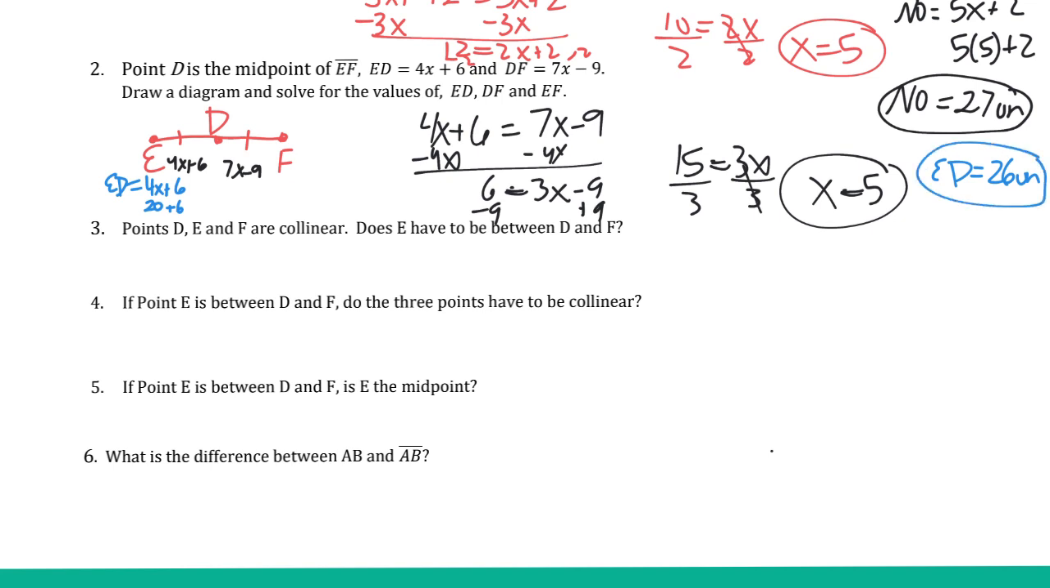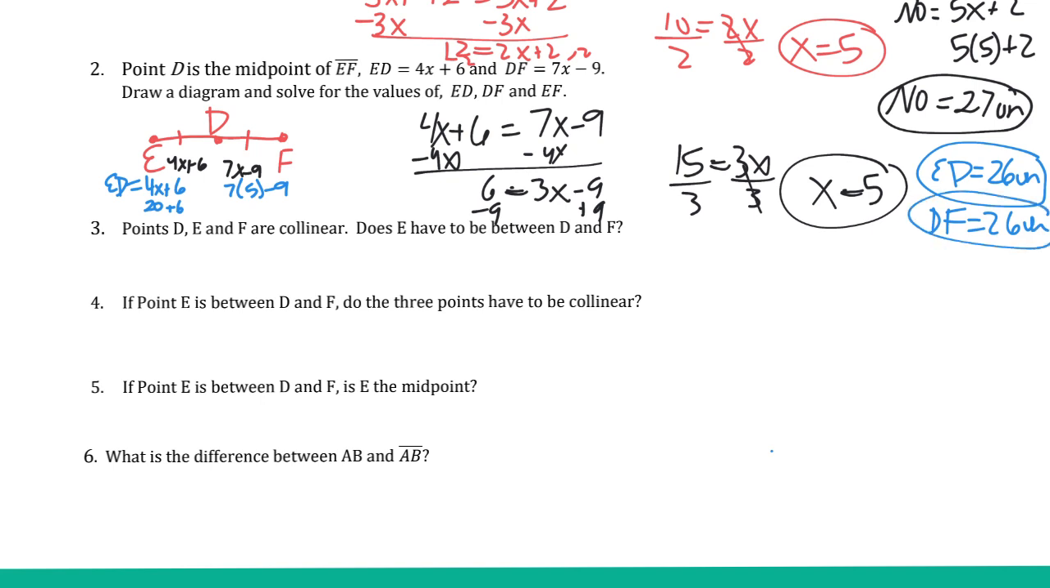Okay, if we're living right, DF should be the same value, but I want to check to see if we did it right. So I'm going to say if X is 5, let's evaluate from D to F. So we do 7 times 5 and subtract 9. So it's 35 minus 9. So 35 minus 10 would be 25, so it'd be 26. Okay, so guess what? D to F is also 26 units. Great.